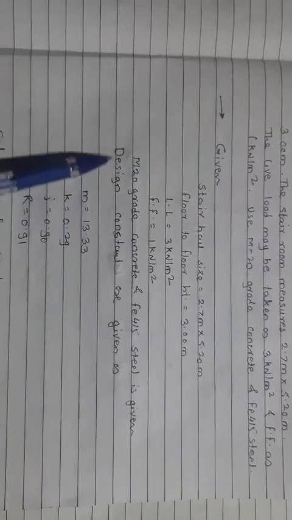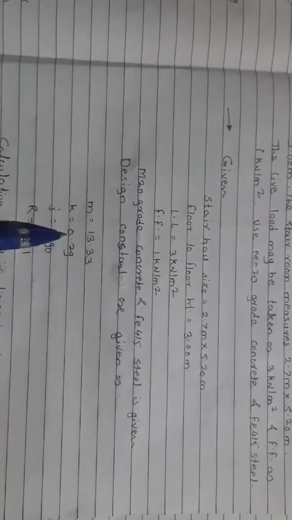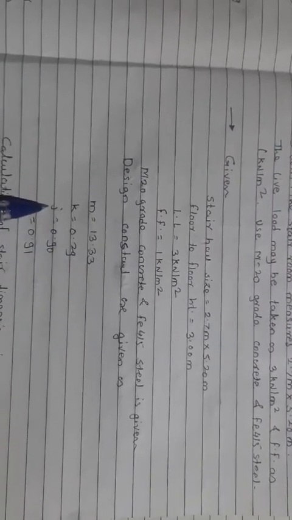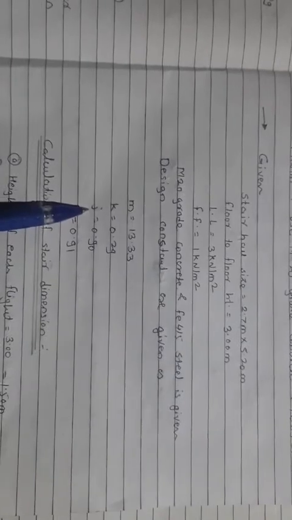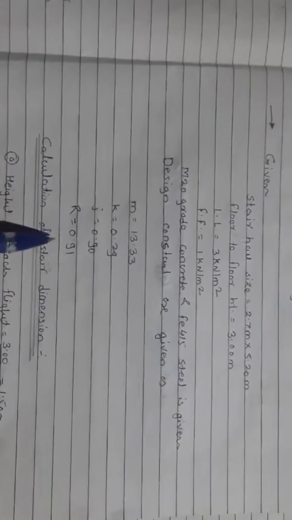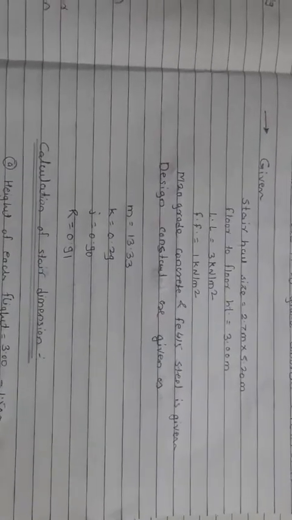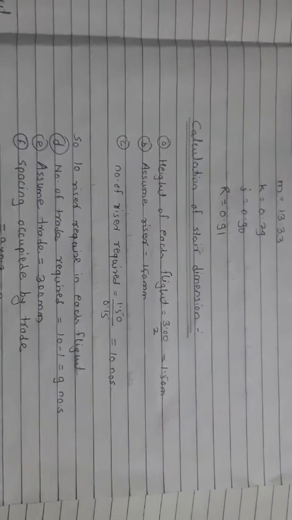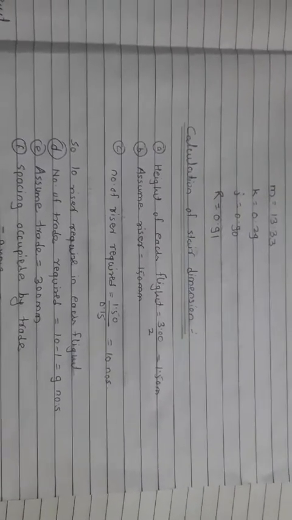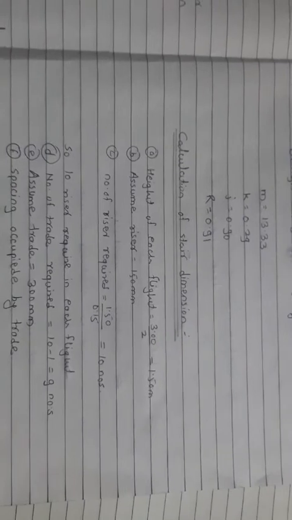So we have to consider the design constants for these given materials: m is your modular ratio, 13.33; k is your neutral axis factor, which is considered as 0.29; j is your lever arm factor, which is 0.90; and R is your constant for moment of resistance, which is equal to 0.91. Then next we have to go for the geometric design of the staircase, that is calculation of the size of riser, size of tread, number of risers required, number of treads required.